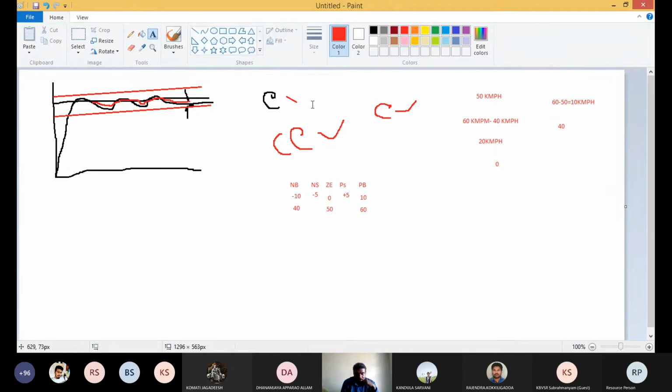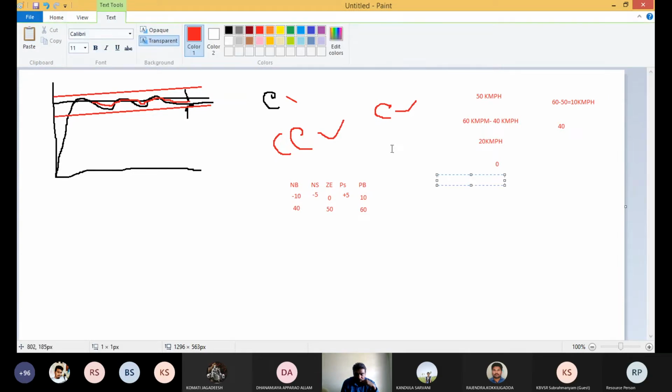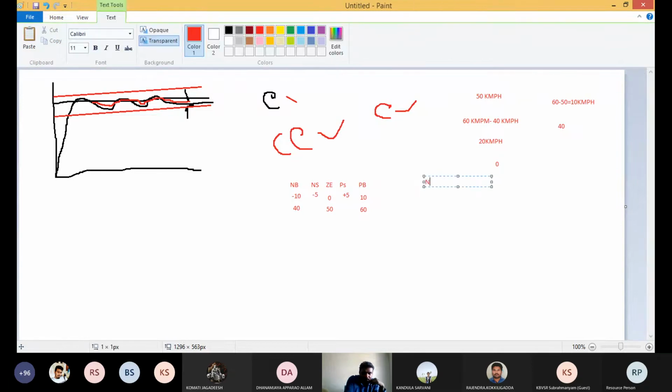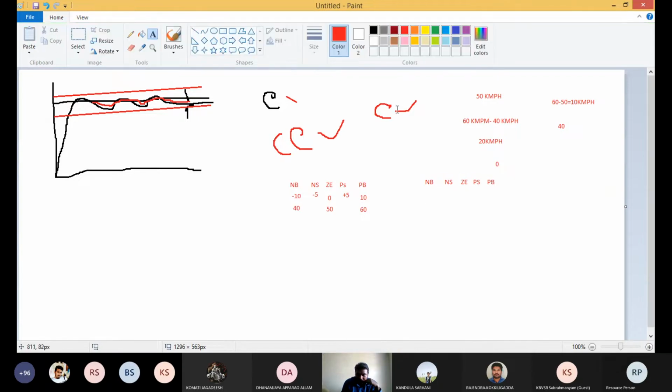In a similar manner I am taking the same table for the change in error also. But what is the output I am expecting? For the output also we need to write the membership functions: for the negative big, the negative small, then the zero error, then the positive small, and the positive big. So these are the different outputs, and for the output also we need to define the values.